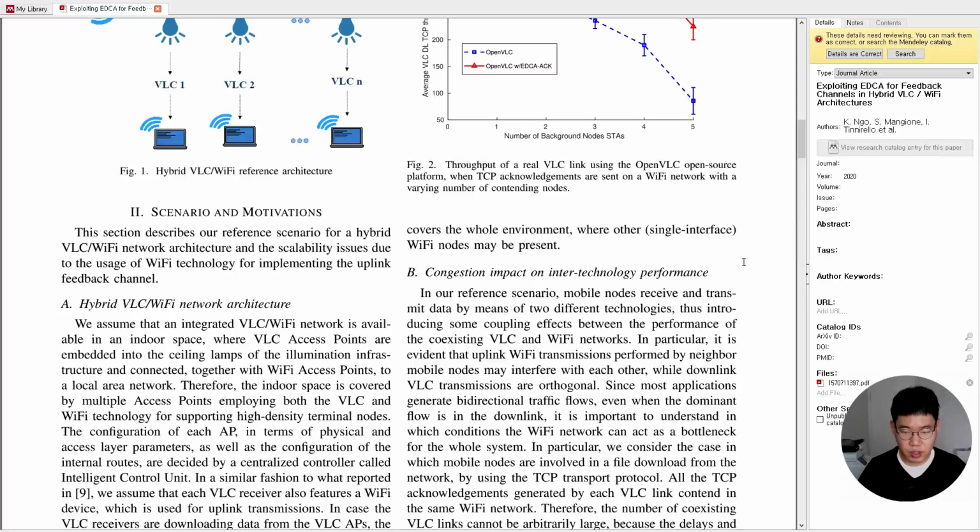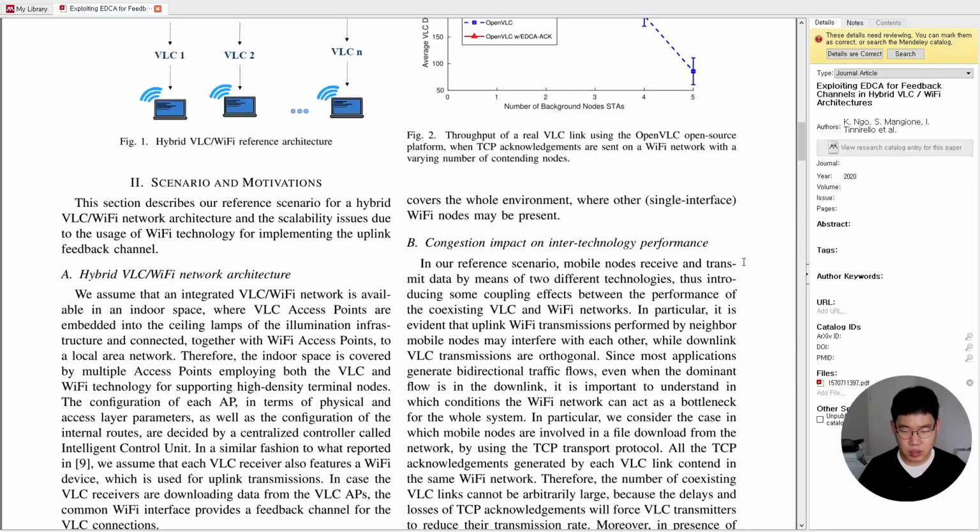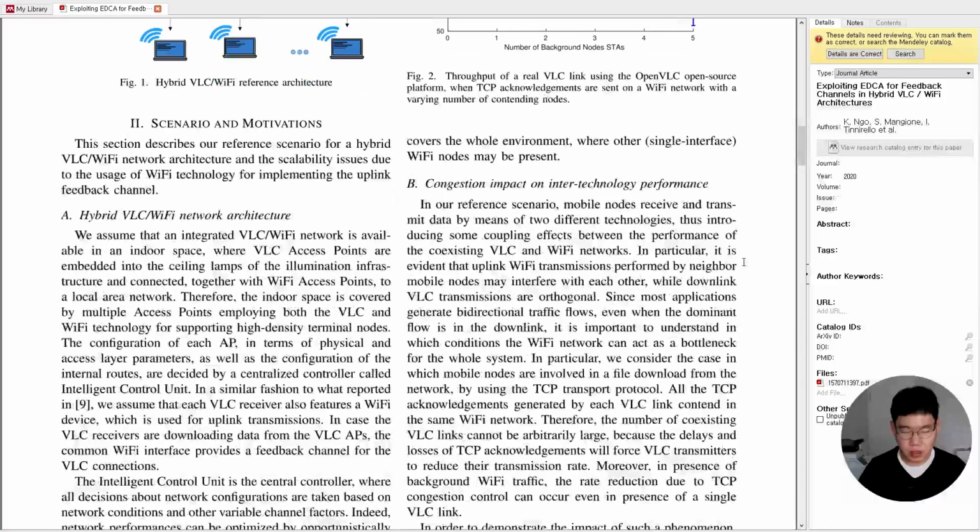In particular, we consider the case in which mobile nodes are involved in a file download from the network. By using the TCP transport protocol, all the TCP acknowledgements generated by each VLC link are carried in the same Wi-Fi network. Therefore, the number of coexisting VLC links cannot be arbitrarily large, because the delays and losses of TCP acknowledgements will force VLC transmitters to reduce their transmission rate. Moreover, in presence of background Wi-Fi traffic, the rate reduction due to TCP congestion control can occur even in presence of a single VLC link.